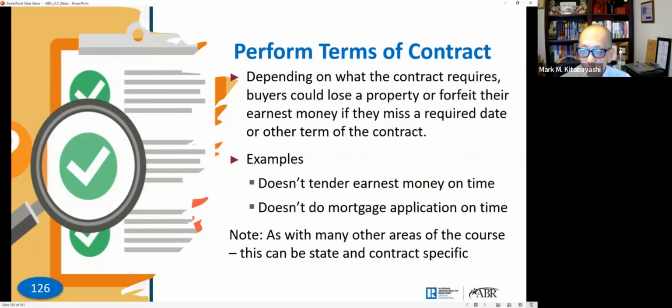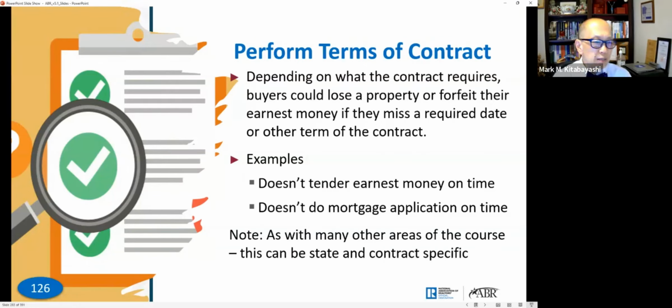And of course, you're going to help, depending on what the contract requires. Buyers could lose property or forfeit their earnest money if they miss required deadlines. For example, they don't tender earnest money on time, don't do the mortgage application on time, or don't respond on time. It's all based on the contract. The buyer can lose their earnest money.